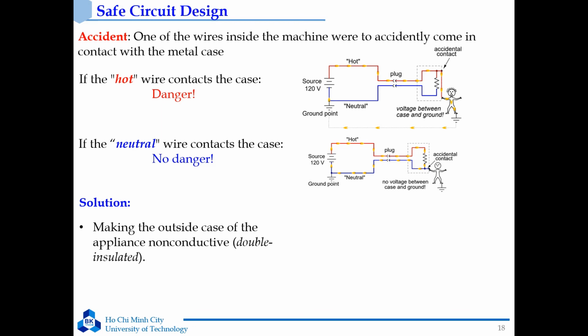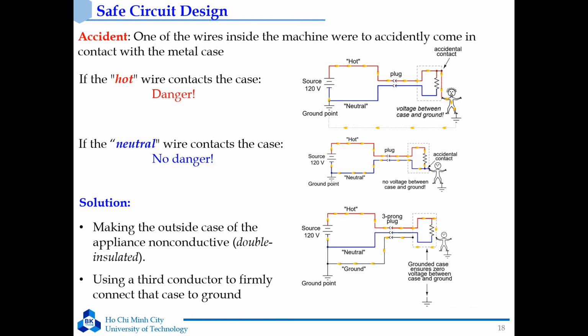The first one is making the outside case of the appliance non-conductive. It's double insulated. And the second one is to use a third conductor to firmly connect the case to the ground.